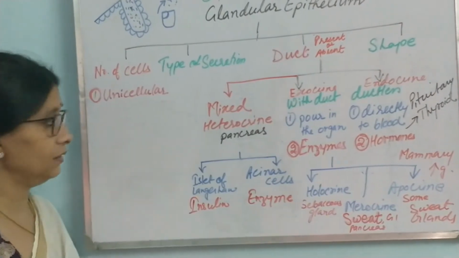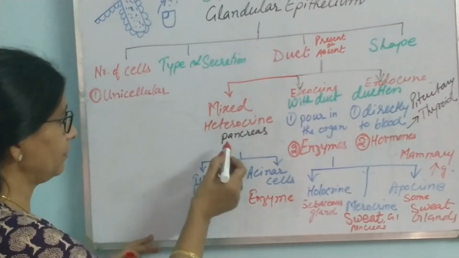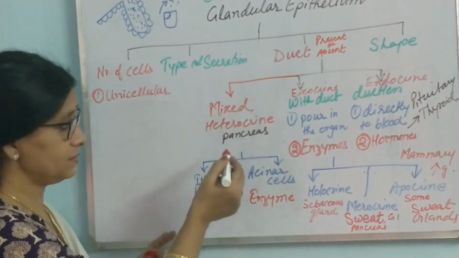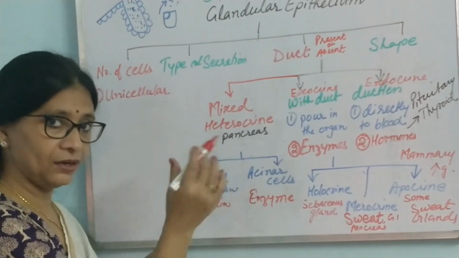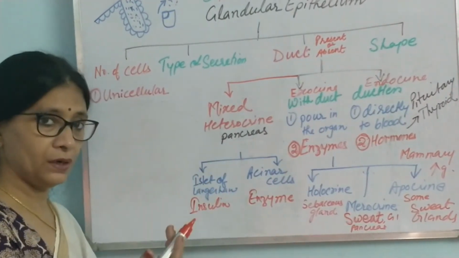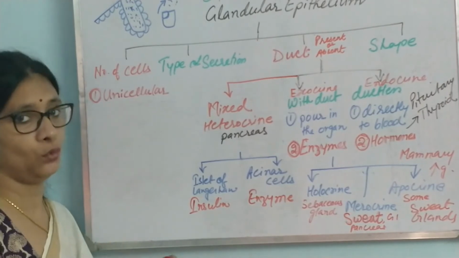Now mixed gland is a combination of both these two types, exocrine gland and endocrine gland. That means these organs will have both exocrine cells and endocrine cells. So let us see what they are. Mixed gland, example is pancreas, and also testes. These are the glands which function as both exocrine and endocrine gland.